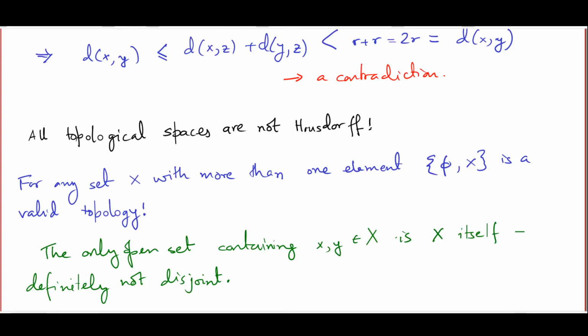Now, the only open set containing x and y, two elements of capital X, is capital X itself. Capital X is definitely not disjoint from itself. So you cannot find disjoint open sets which contain two distinct points x and y here. So any situation where capital X has more than one element, so that you can talk about two distinct elements x and y, and you're using this particular topology, which is a valid topology, is one in which the Hausdorff property will fail. And therefore, this topology is definitely not metrizable.